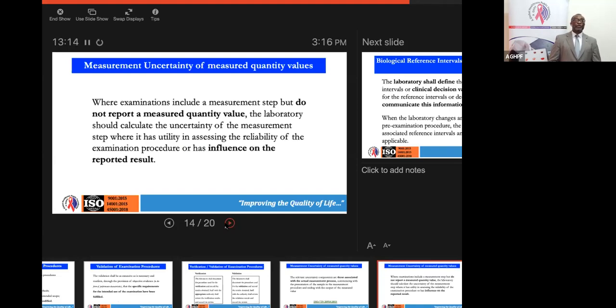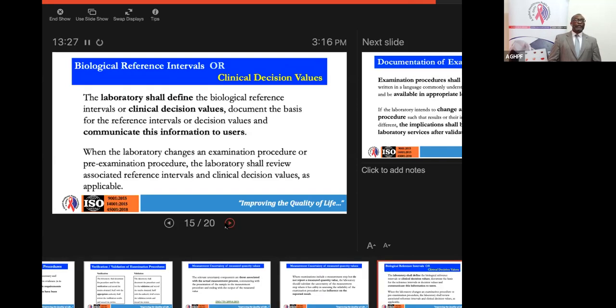We still need to calculate the uncertainty of measurement for all the pipette stages that are involved, because they could have a huge influence on the reported result. So, biological reference and clinical decision values. With the case of COVID, it's the clinical decision values that are critical.